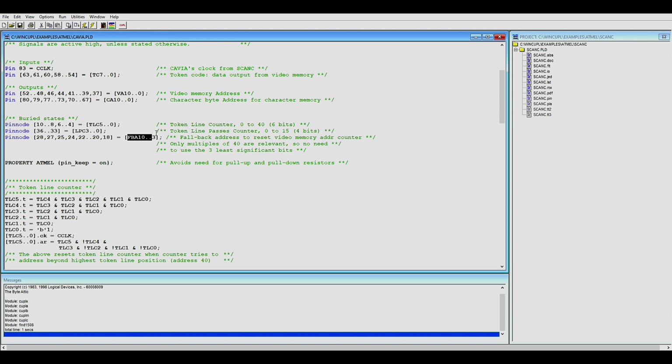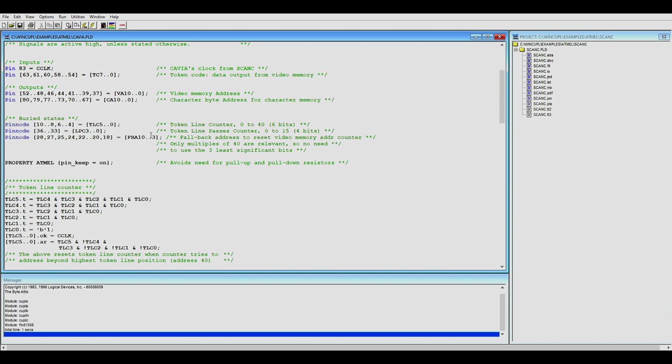And then finally here we have the fallback address, and the reason is once the system reaches the end of a token line, it will check whether it's the final pass, pass 16, or whether it has to go back to the beginning and do another pass. And if it has to do another pass, it needs to know where the beginning of the current line is. What is the first address? That first address will be stored by these 7 flip-flops here, the fallback address.